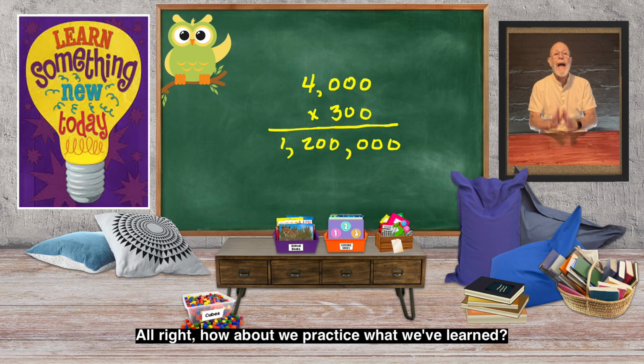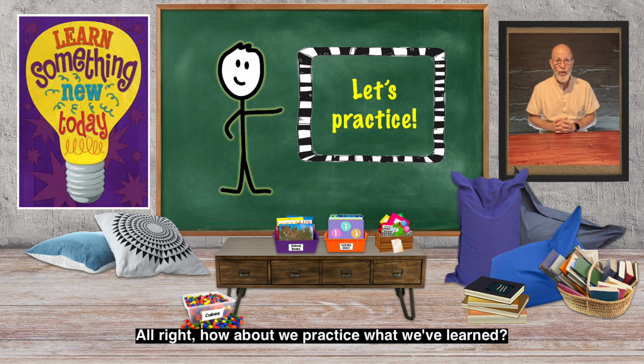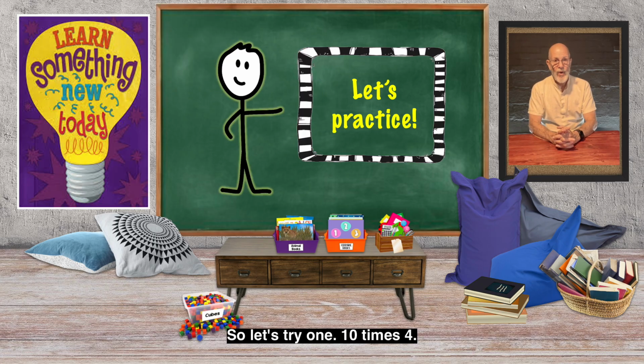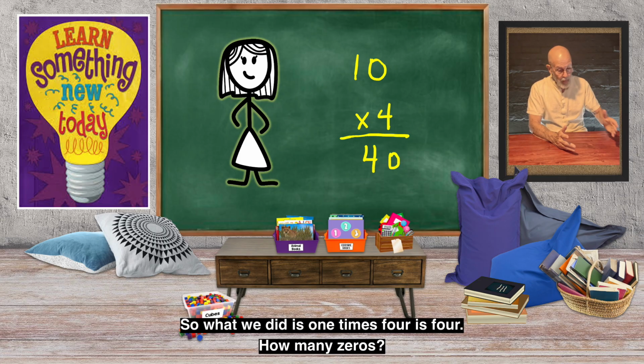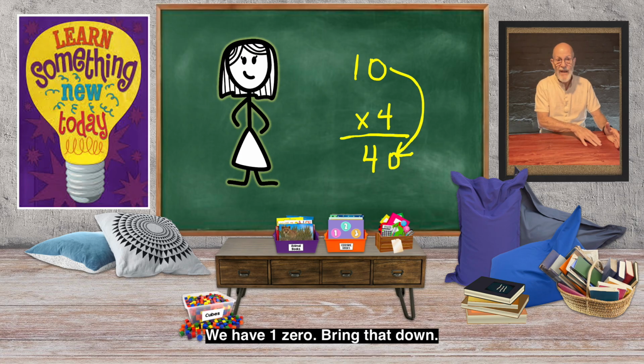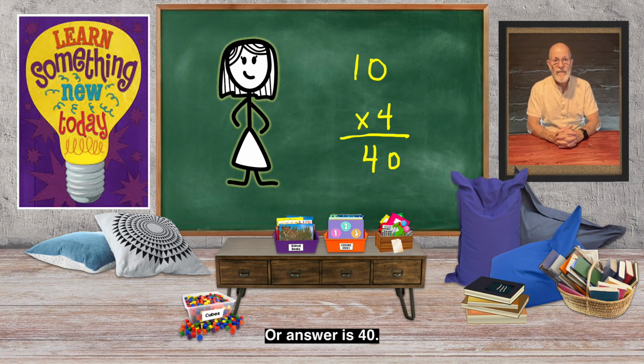All right, how about we practice what we've learned? Let's try one. 10 times 4. What do you think? Did you get 40? Well, you're right. So what we did is 1 times 4 is 4. How many zeros? We have 1 zero. Bring that down. Our answer is 40.